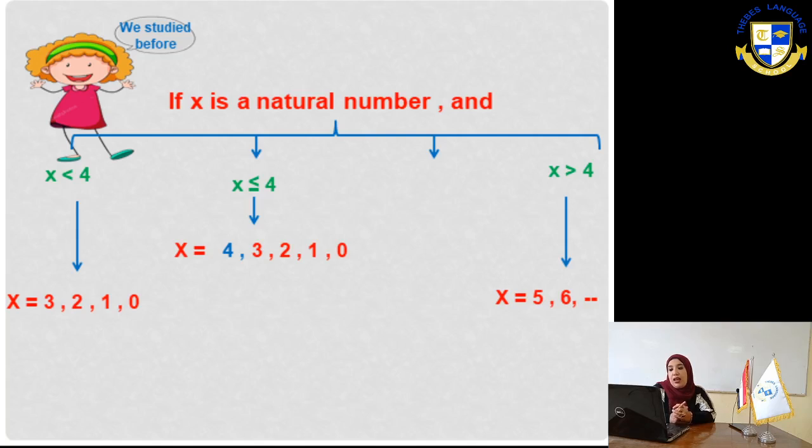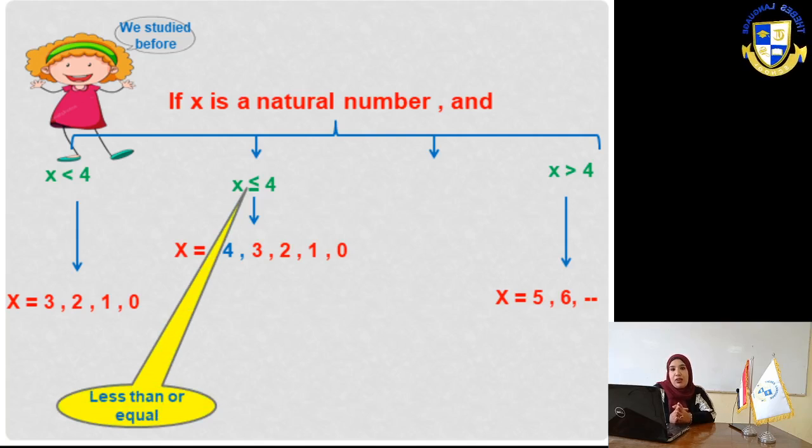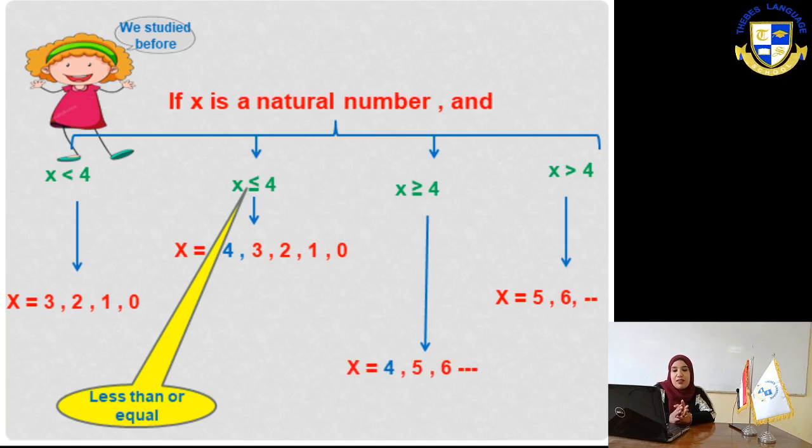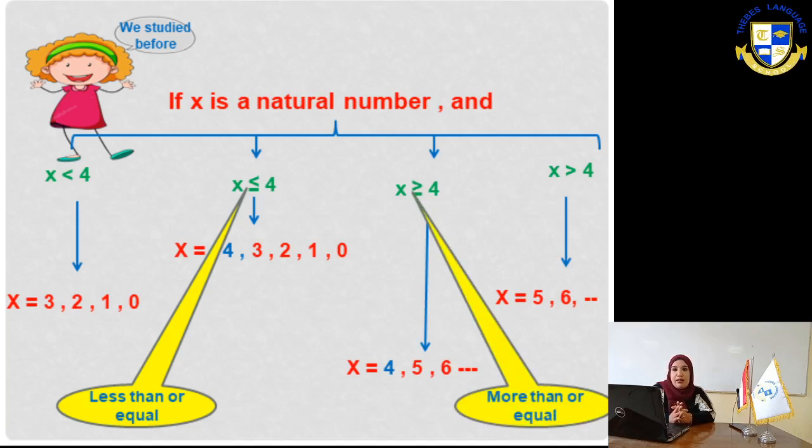When I say X is a number greater than or equal to 4, I will start from 4, so the number will be 4, 5, 6, 7, 8 and so on. But when I say X is a number greater than 4, this number can be 5, 6, 7 and so on. So be careful with the new signs, smaller than or equal to, greater than or equal to.